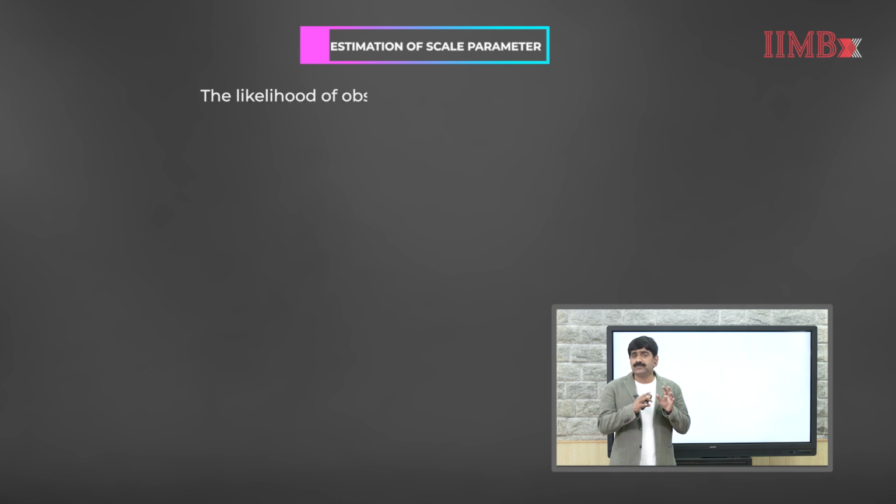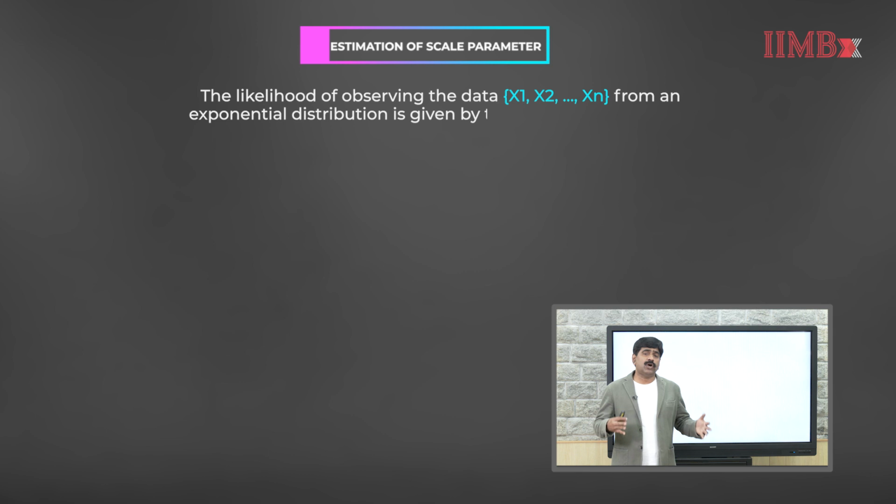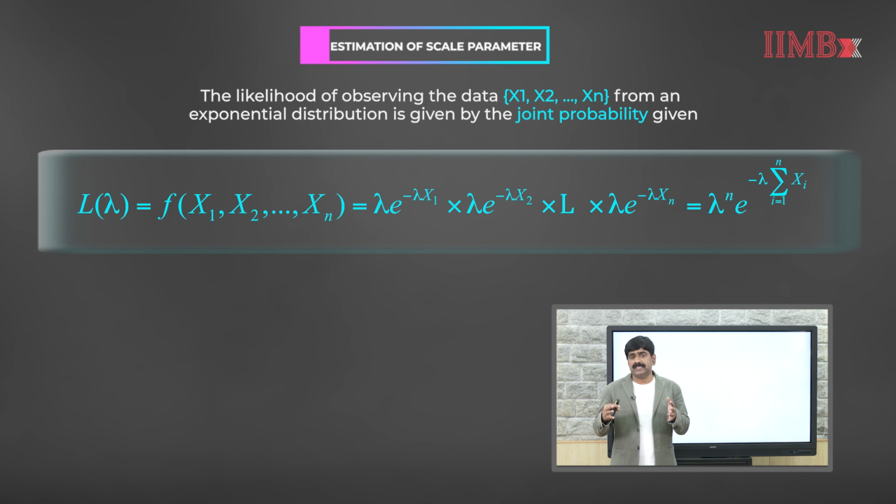The likelihood of observing the data from an exponential distribution is given by the joint probability as given in this equation. So, the likelihood function is the joint probability of x1, x2 up to xn, which is lambda e raised to minus lambda x1 times lambda e raised to minus lambda x2, and so on up to lambda e raised to minus lambda xn, which is the same as lambda to the power n times e raised to minus lambda summation i equal to 1 to n xi.